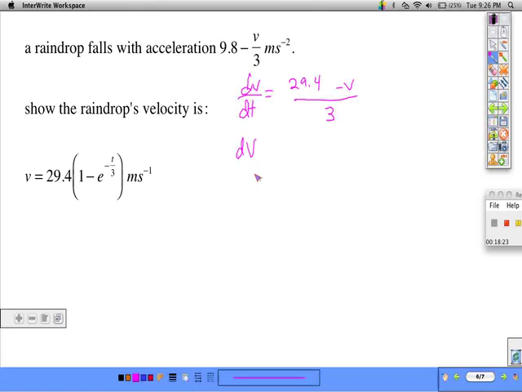dv over v minus 29.4. Now you might ask, how'd I do that? Well, I'm going to make this side be negative 1/3. Pull a negative out of here, and I did this. And you might ask, well, why do you want to do that? The reason is, if I don't, I'm going to have to do a basic u substitution when I take this integral. Here I can just say that this is the natural log of v minus 29.4.